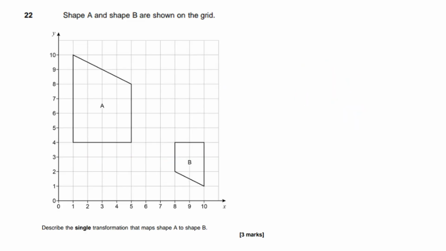Okay, for question 22, describe the single transformation that maps shape A to shape B. So A to B. So we need to say 3 things. Number 1, what the transformation is. Number 2, the center point, and number 3, the scale. So we can clearly see that this is going to be an enlargement. So if I just connect the rays, I can see that the center is going to be 7, 4.